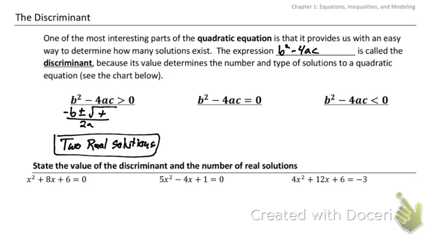Our next one is if it equals 0. In this case, you'd have negative b plus or minus the square root of 0, which is just adding or subtracting 0. Does adding or subtracting 0 change your number? No. Is 4 plus 0 any different than 4 minus 0? No. So how many solutions would this one have? It would have 1 solution because you no longer have a plus or minus. You just have negative b over 2a. You have 1 real solution.